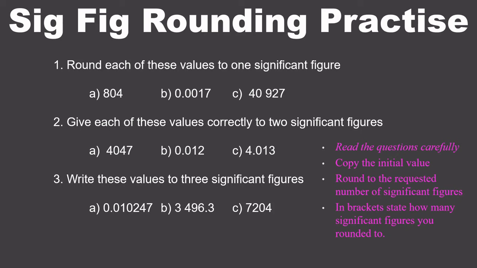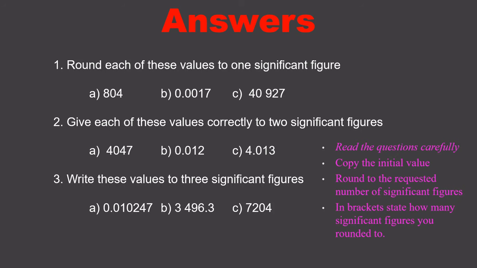I hope you've had a chance to hit pause, because here come your answers. For question 1A, we're rounding to 1 significant figure, that'll be 800. B, to 1 significant figure, that's a 2 in the thousandths position, 2 thousandths. For question C, that 4 with a 0 after it will not round up, so that's 40,000.